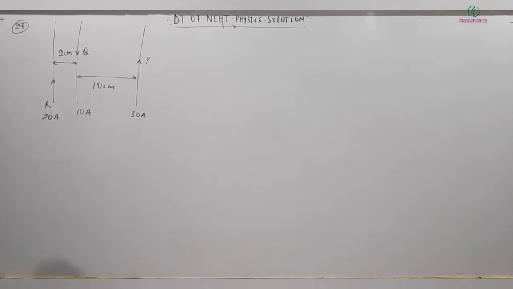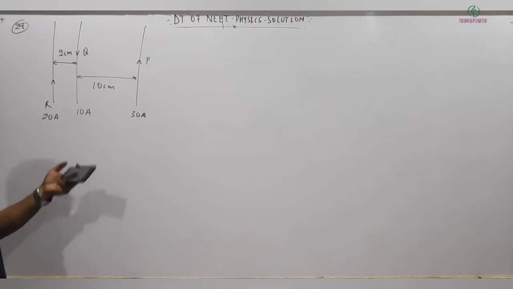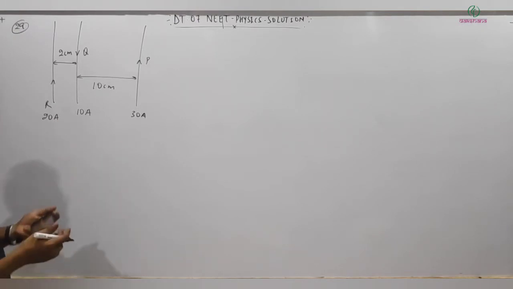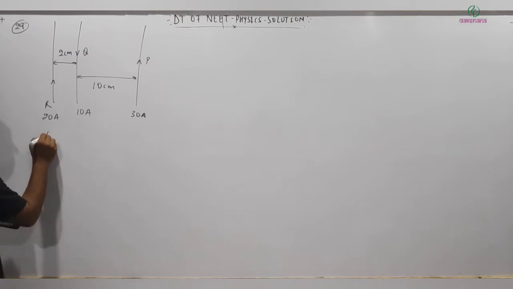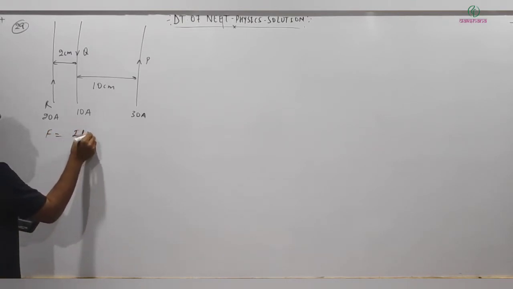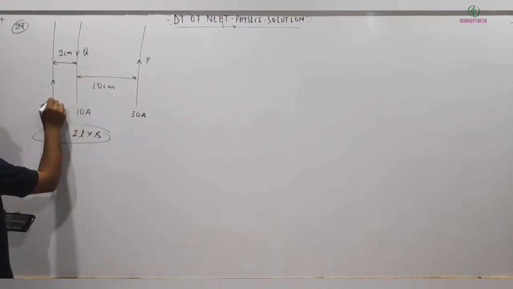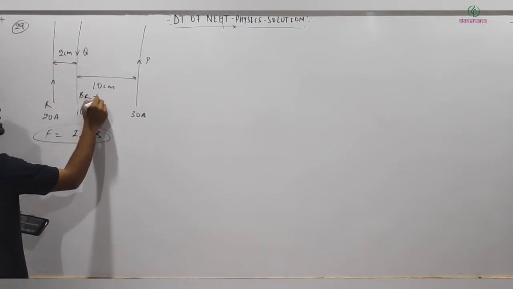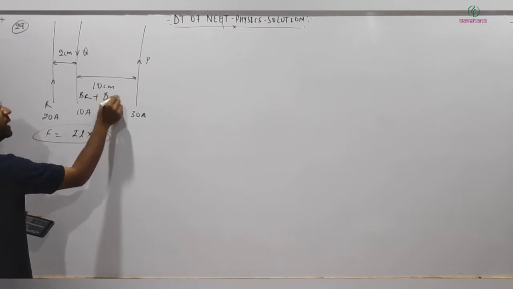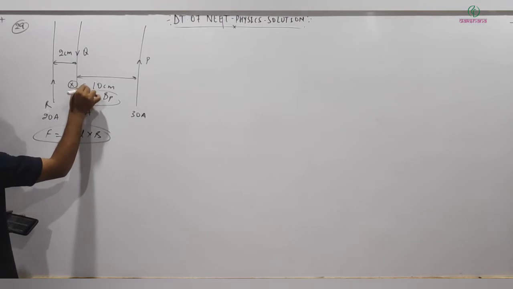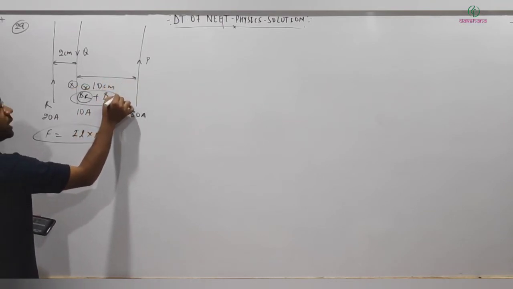Okay, next question number 29. Three long straight and parallel wires are arranged as shown in the figure. The force experienced by a 10 centimeter length of wire Q: we can write F is equal to I L cross B. This is wire Q, so we need B due to R plus B due to P. B due to R will be inward, and B due to P will be outward.